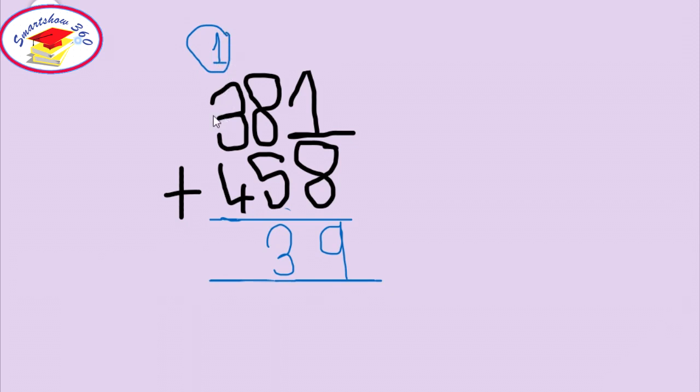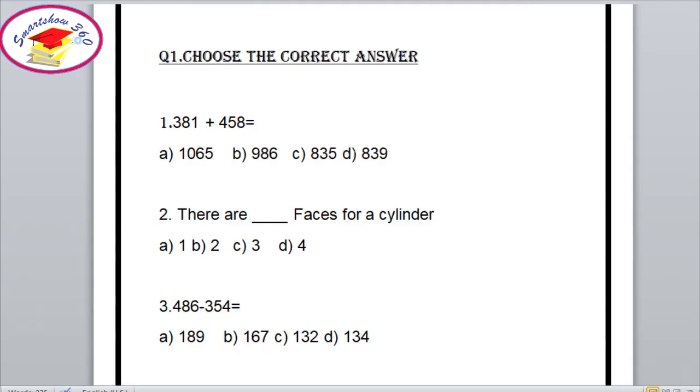So 4 plus 3 plus 1 equals to 8. And so our final answer is 839. So as we can see here, 839 is in the D option. So D, 839 is the correct answer. 2. There are dash faces for a cylinder. So the next question. 2. There are dash faces for a cylinder.